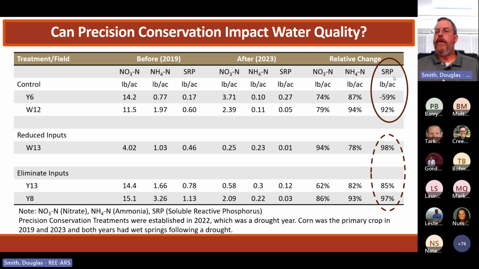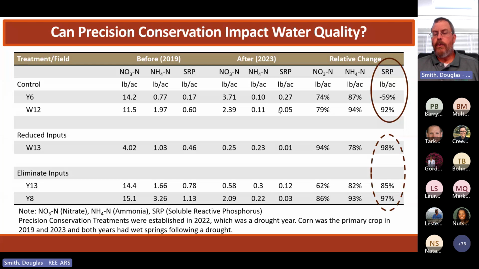Looking at the phosphorus loss from these fields, there's a huge range in the amount of phosphorus loss. So this first field, the phosphorus loss increased by 60% once we got into the transition of where the new management is on the other fields. But in this control field, we increased phosphorus loss. In the other control field, there's an improvement of about an order of magnitude in the amount of phosphorus loss. So a huge range. So this is not stable.